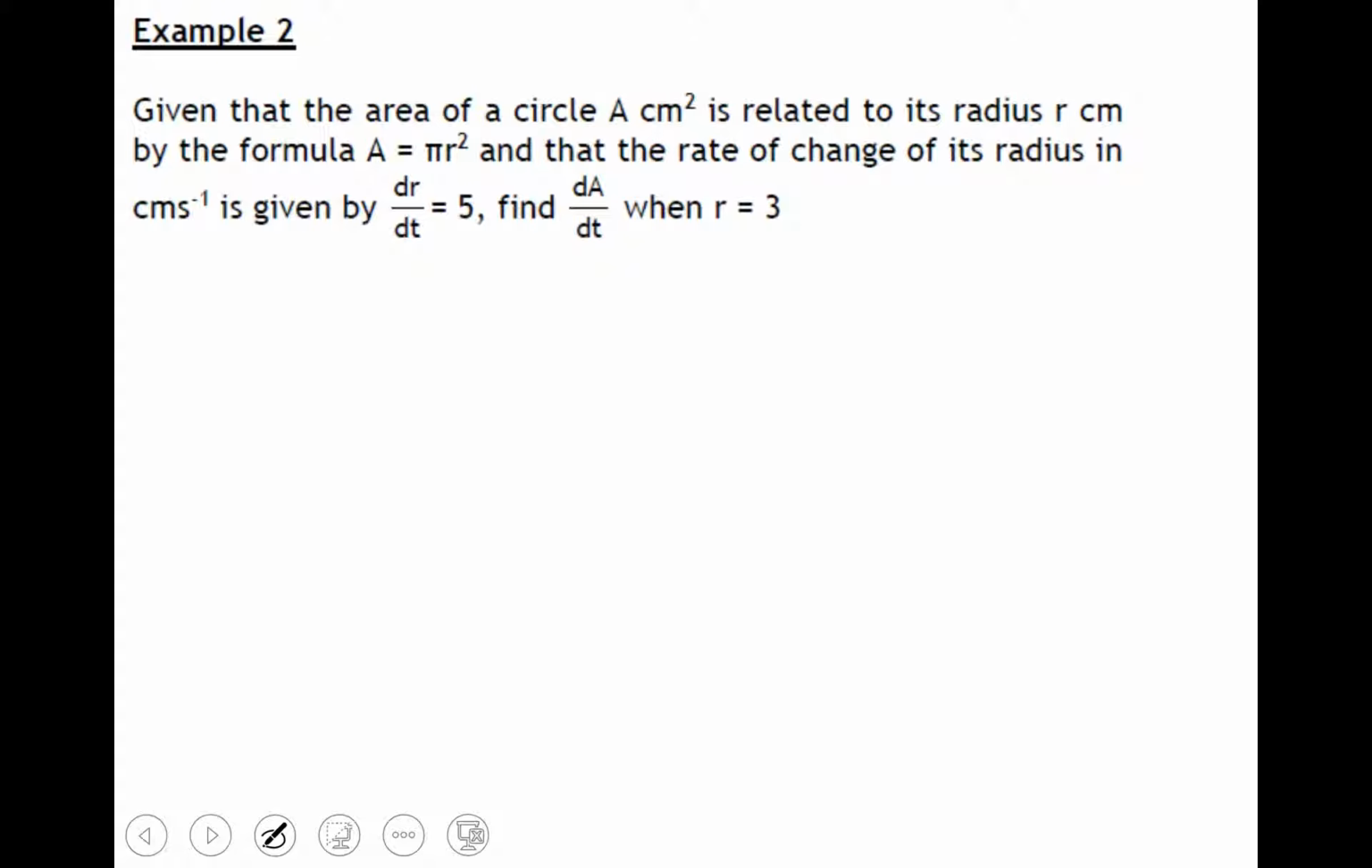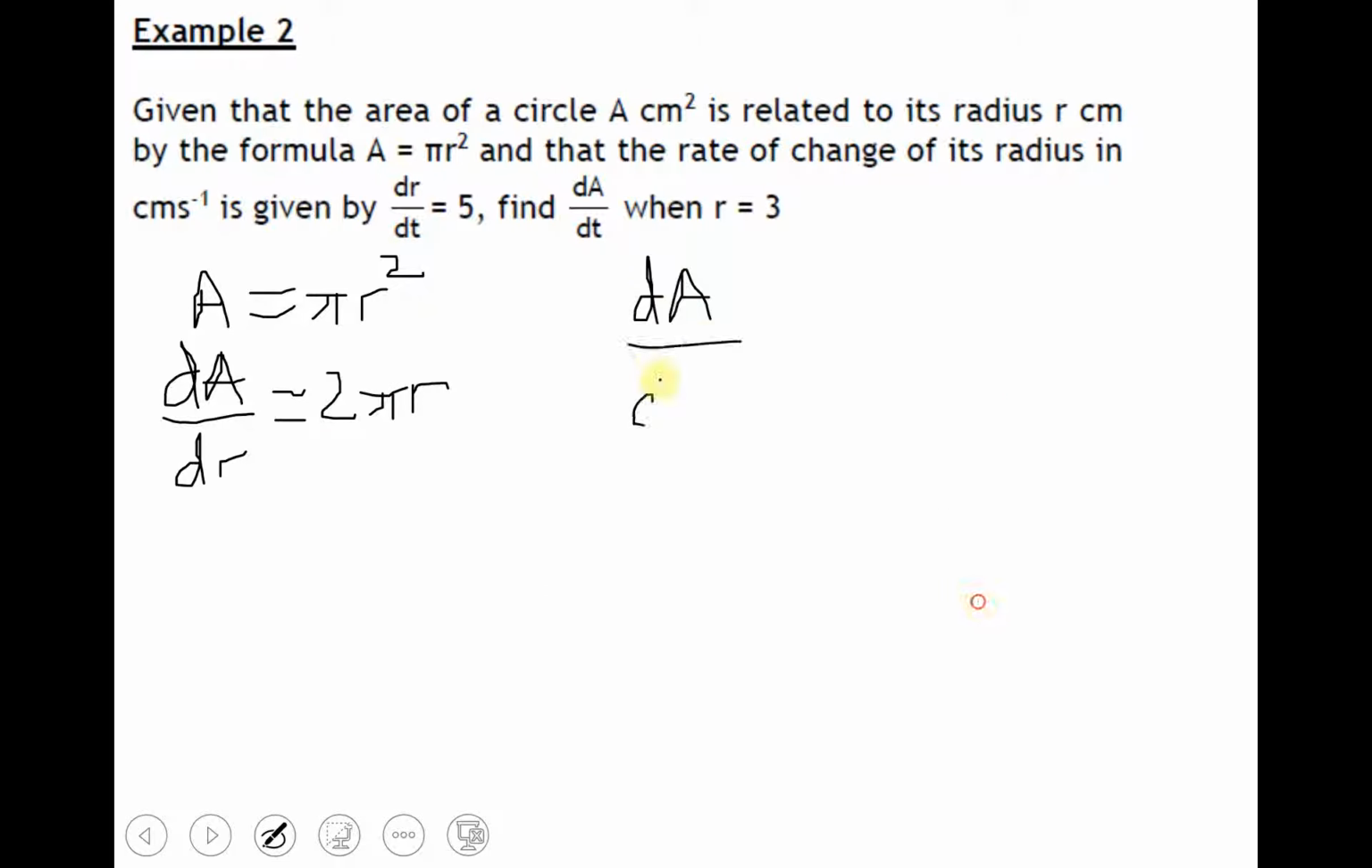Given the area of circle A is related to its radius r by the formula A equals pi r squared, and the rate of change of its radius in centimetres per second is given by dr by dt equals 5, find dA by dt when r equals 3. So we're starting with A equals pi r squared. So we can find dA by dr by differentiating. We get 2 pi r. We want dA by dt, which is dA by dr times dr by dt by the chain rule.